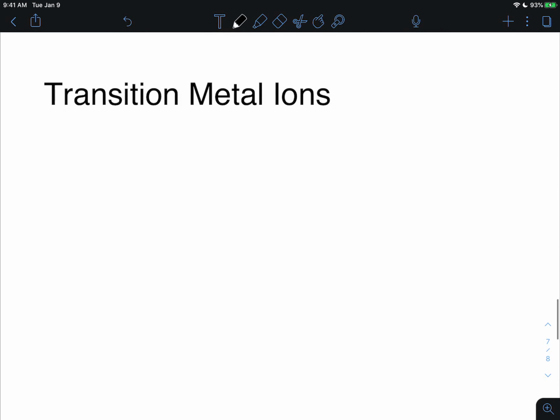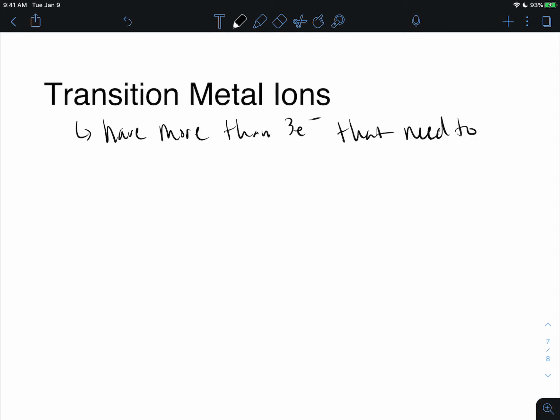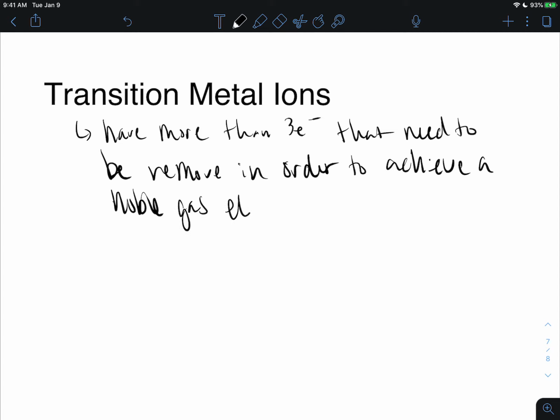So let's real quick just look at our transition metals. As I said, at some point, our most common ion for a transition metal is a +2 ion, and let's look at why. So transition metal ions themselves, they have more than 3 electrons that need to be removed in order to achieve a noble gas electron configuration. And that's a lot of electrons. So 3 or more is a lot. Some of them have to lose 10 electrons or gain 10 electrons in order to achieve a noble gas configuration, and that's just not very energetically favorable.